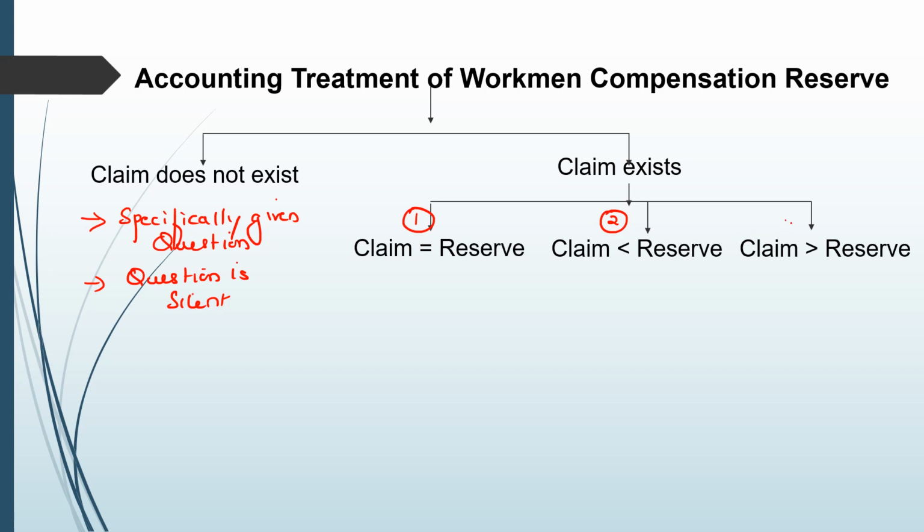The third is where the claim is greater than the reserve. The reserve is 1 lakh, but you have a claim more than 1 lakh, say 1,20,000. Then you will have to provide for the entire claim of 1,20,000, but you have just a reserve of 1 lakh. So these are the three different situations. Each of these situations I'm going to deal with in detail now.